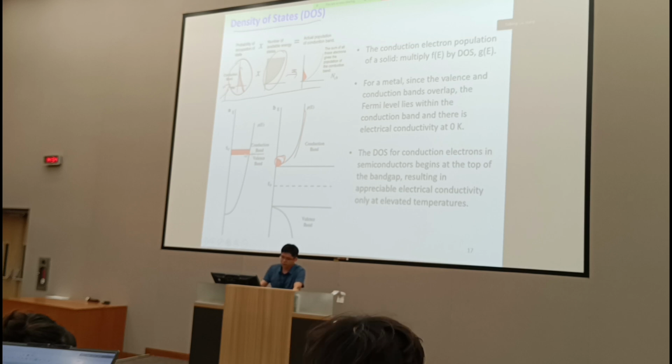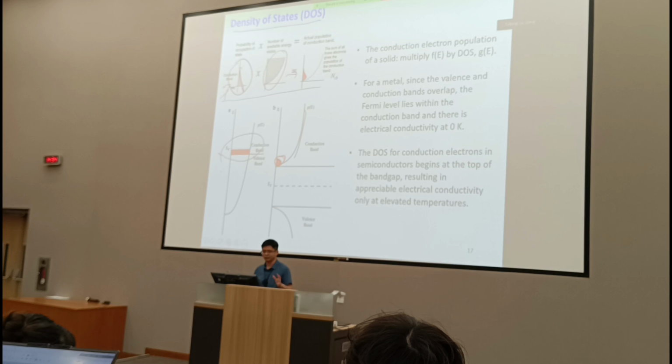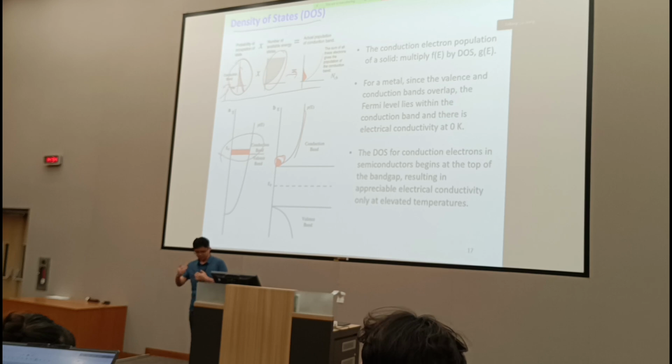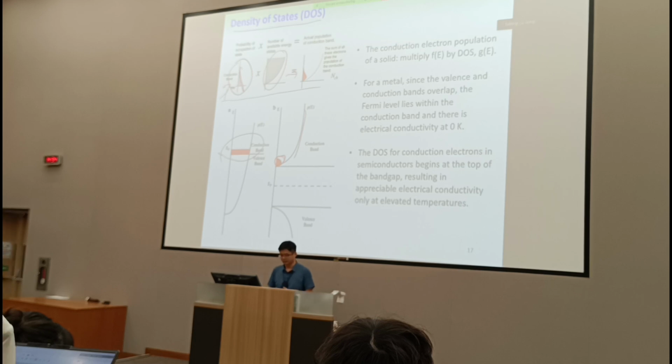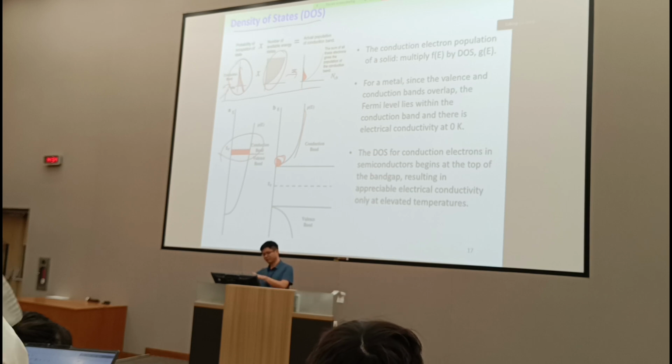For metals, it doesn't require such thermal excitation because the conduction and valence bands already overlap, right? There are so many states above and below the Fermi level. You don't really need a lot of energy to excite electrons, and there are so many free electrons. When you apply the electric field, the electrons can drift and move inside the metal. They can be very good conductors.